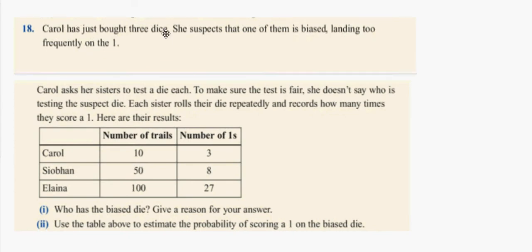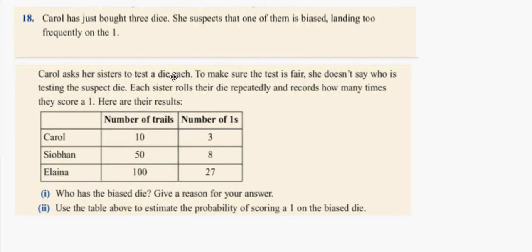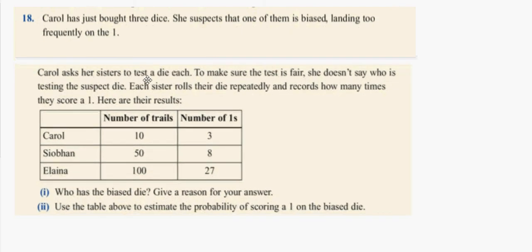Carol has bought 3 dice. She suspects one of them is biased, landing too frequently on 1. Carol asks her sisters to test a die each. To make sure the test is fair, she doesn't say which is the suspected die. Each sister rolls their die repeatedly and records how many times they scored the number 1. Here are the results: 3, 8, and 27.